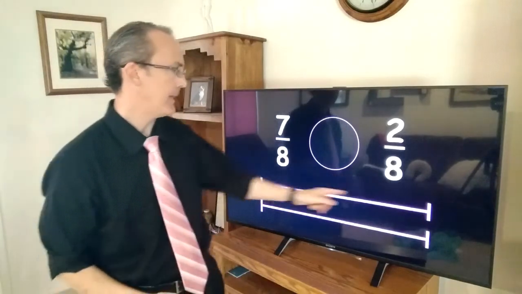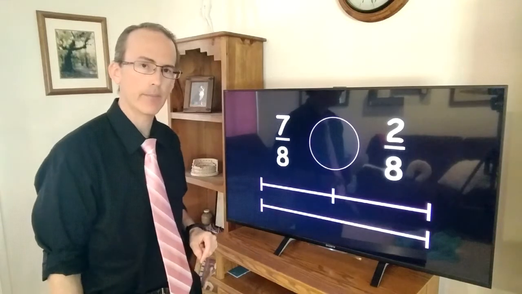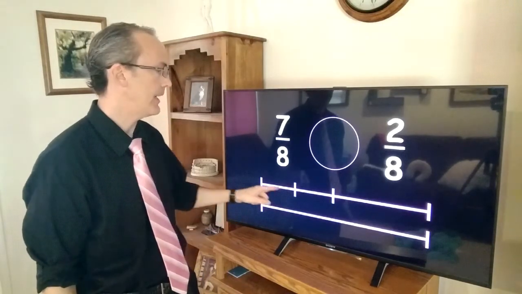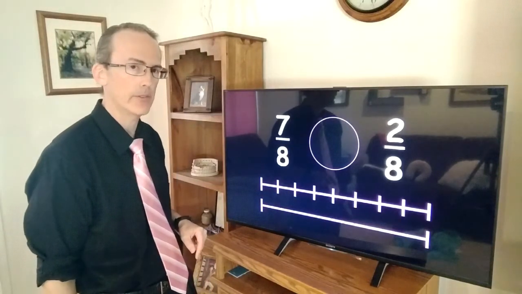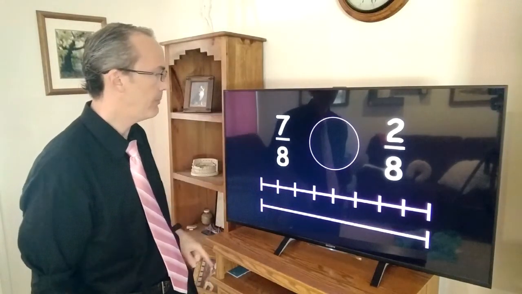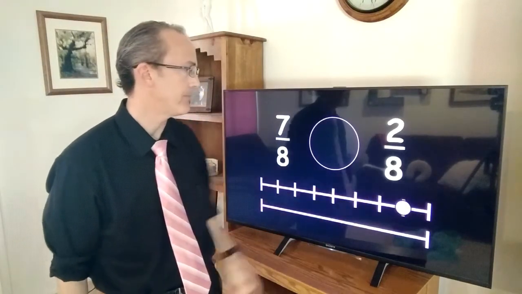7/8, I'm going to divide my line into 8 pieces because the denominator tells me that's what it needs to be. So I start in the middle and then I cut each piece in half until I get to 8 whole pieces. Now I need to find the 7th piece. So I just count until I find my 7th piece.